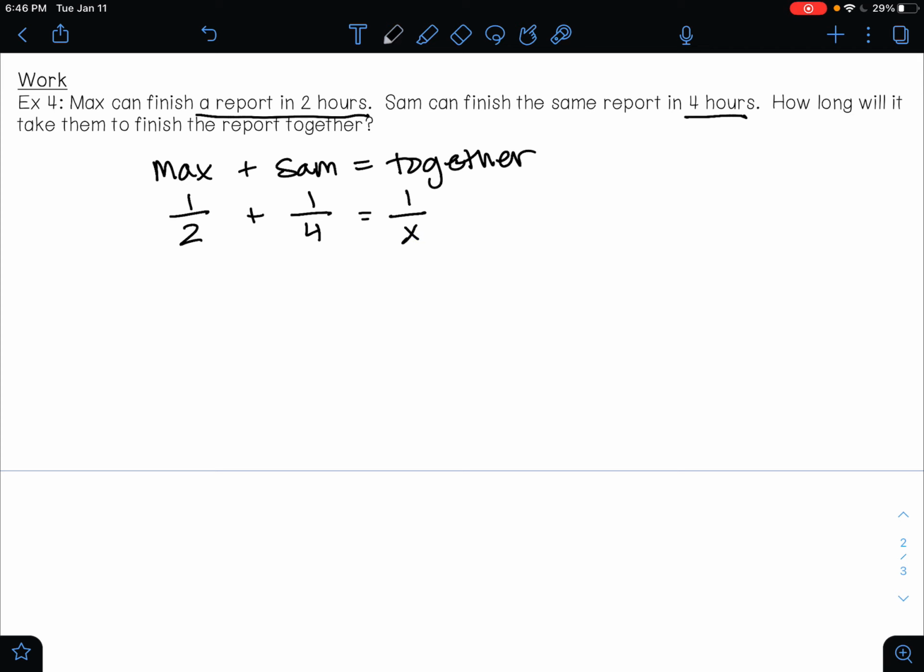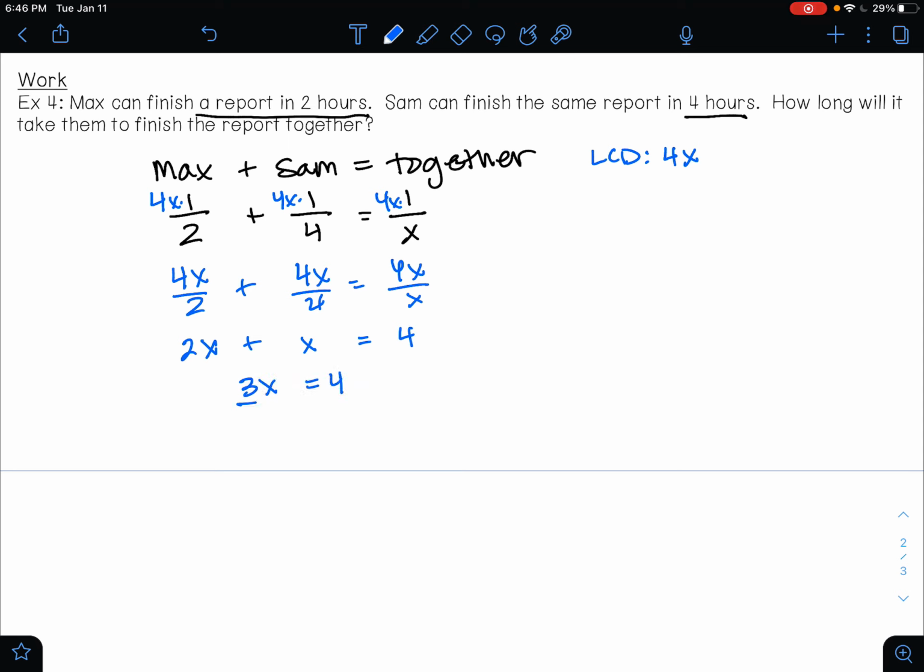So now that I have my equation, I can go ahead and find my least common denominator. My least common denominator is going to be 4x. So I'm going to multiply each term by 4x. So here I'll have 4x over 2 plus 4x over 4 equals 4x over x. So this will give me 2x plus x is equal to 4. So I'll have 3x is equal to 4. To undo multiplication, I'll do division and get x equals 1.3 repeating.